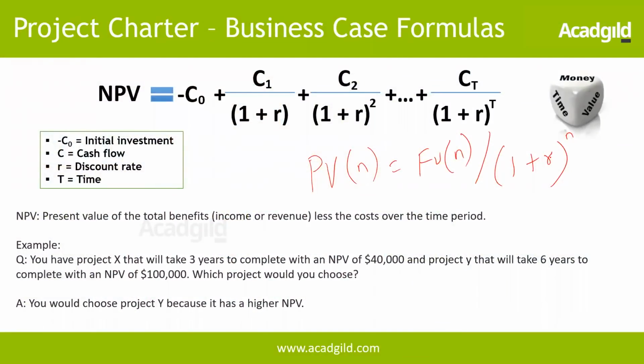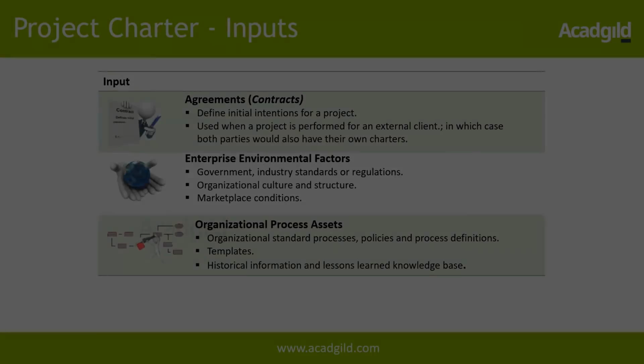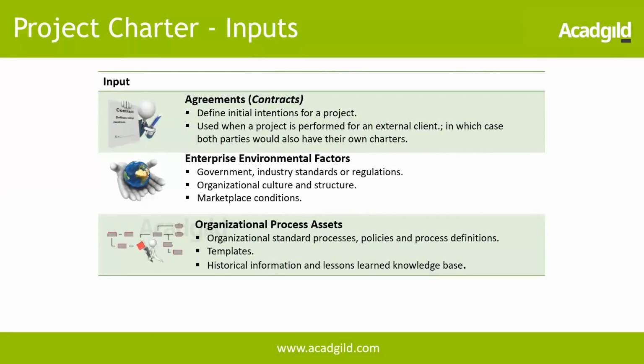So how do we arrive at this net present value? Now here we have seen the formula, which is PV of n is FV of n divided by (1 plus r) the whole power n. So we'll look at the other inputs.